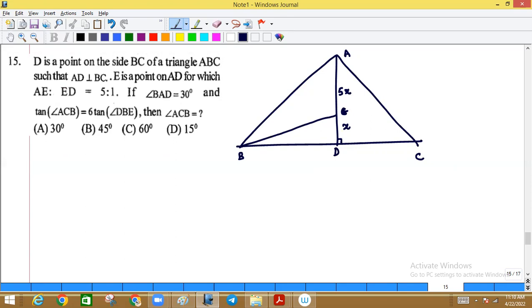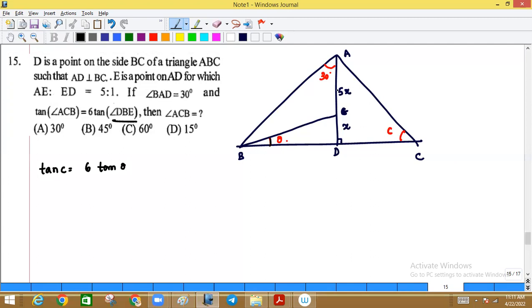If triangle BAD, so what is angle BAD? It is 30 degrees. Then triangle ACB is equal to 6 times triangle DBE. So DBE is theta. Let this be C only. So he's asking, what is tan C? 6 tan theta, right? Yes or no? Because tan DBE is nothing but tan theta, since DBE is theta only, right?